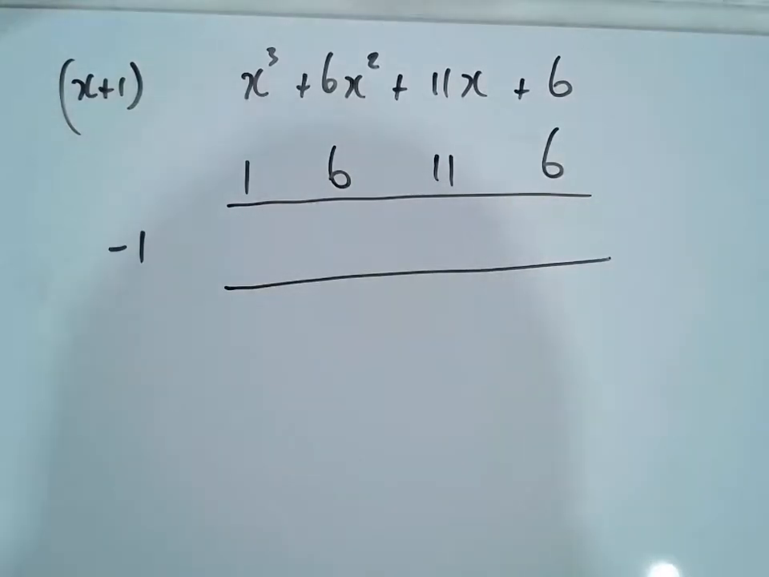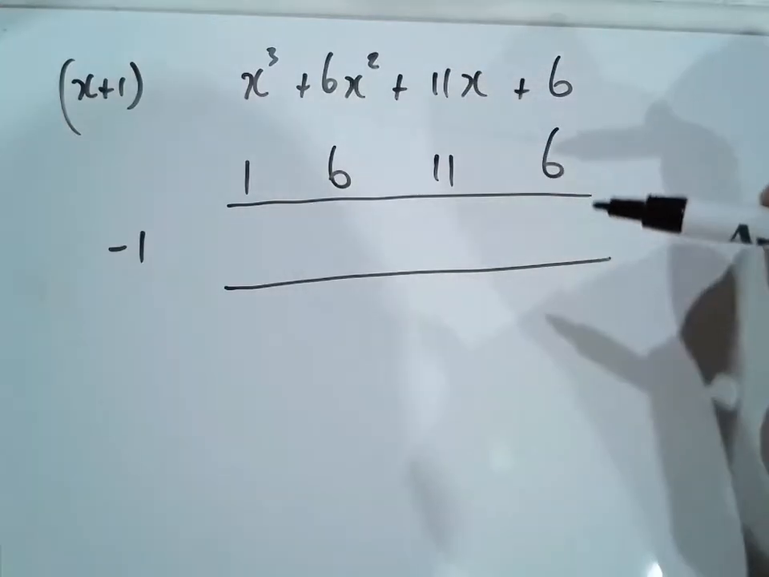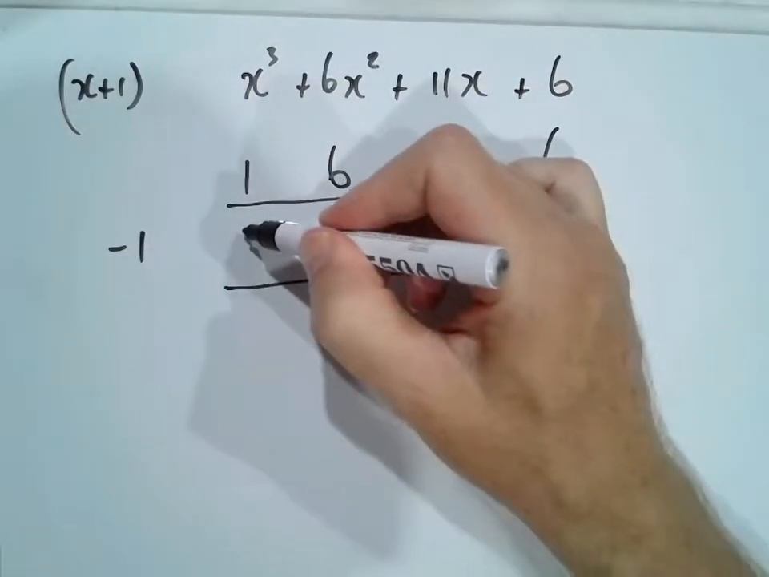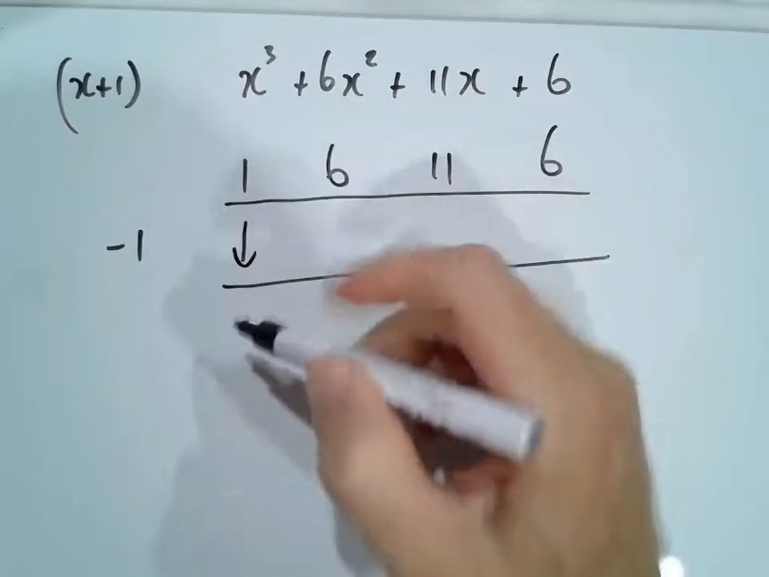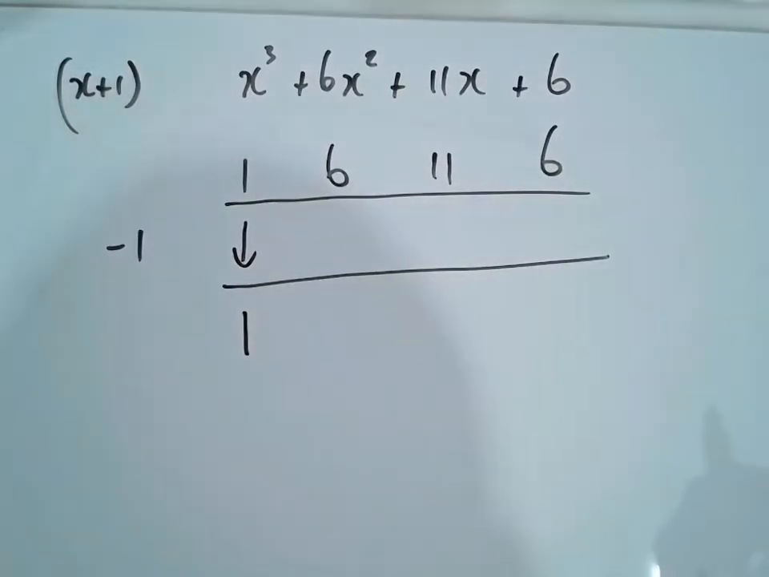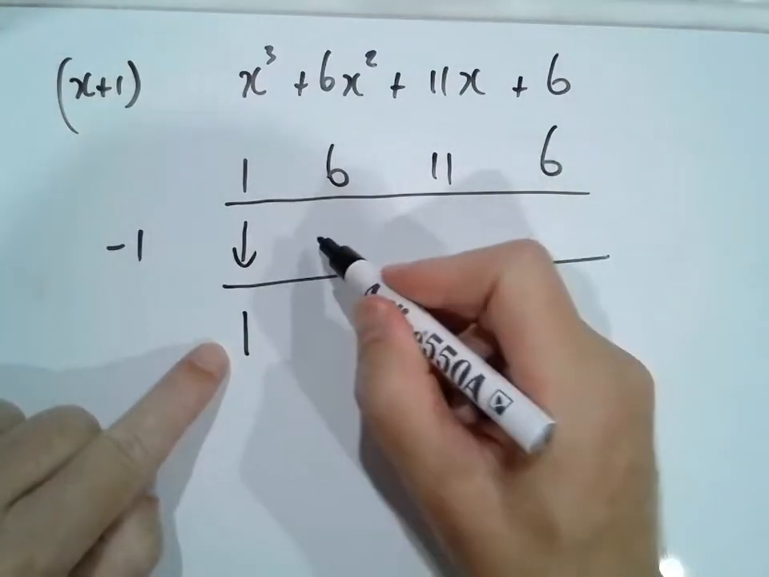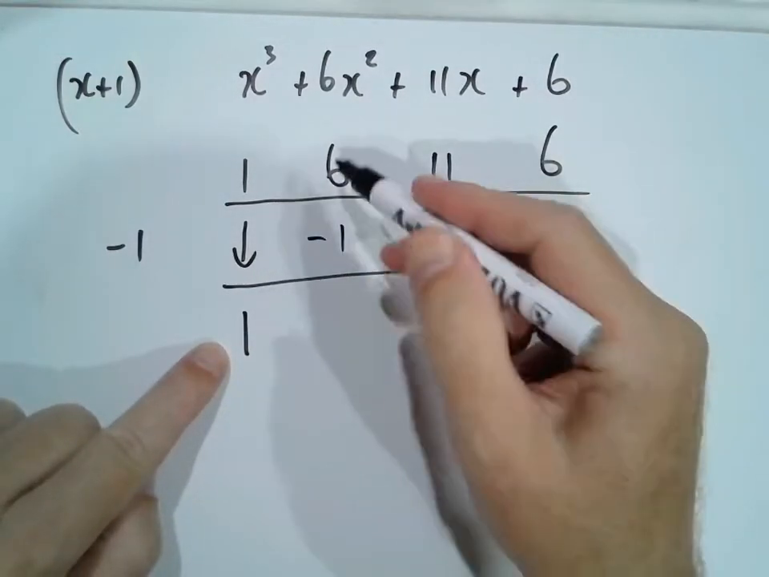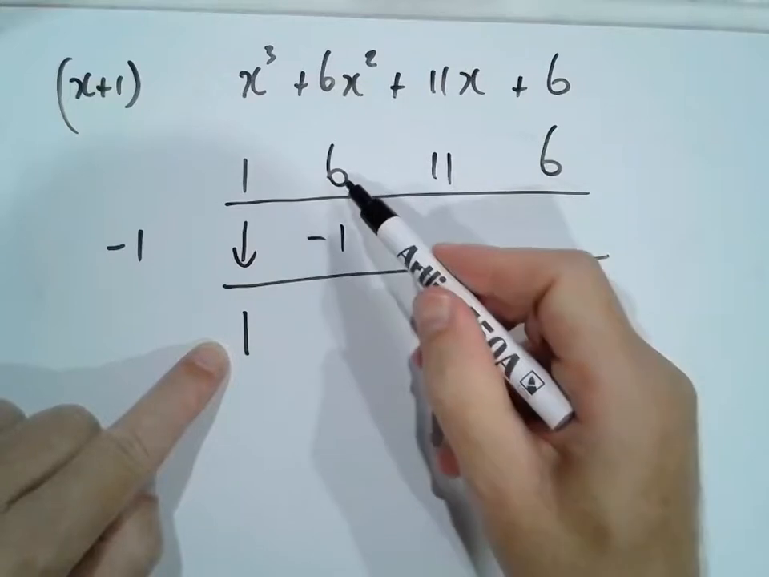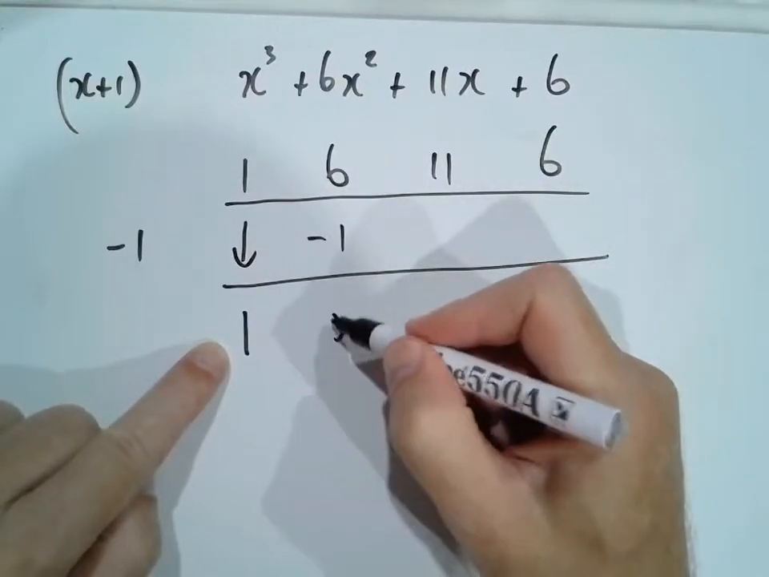I have no idea where this came from, who made it up, but it's pretty cool. So let's not try and understand it too much, let's just follow the process. We're going to bring that 1 down, that's our first move. And then we're going to multiply through: negative 1 times 1, negative 1. Then we're going to add as we go down: 6 plus negative 1, 5.